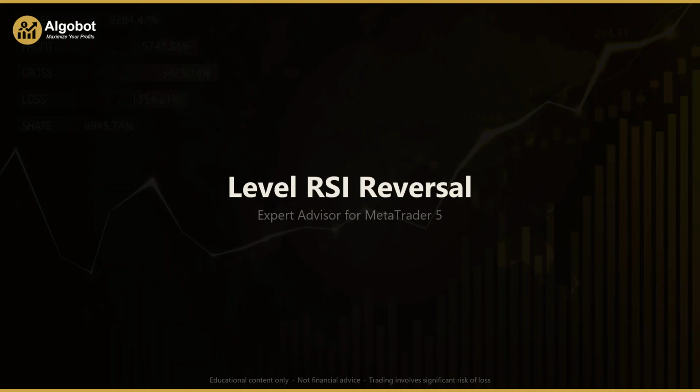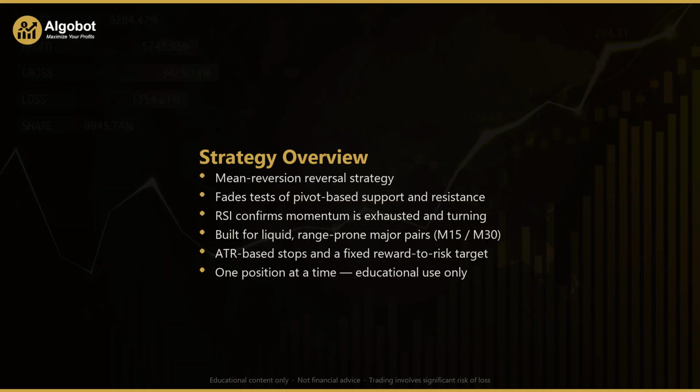Let's get into it. So what exactly does Level RSI Reversal do? At its heart, this is a reversal strategy. Instead of chasing momentum, it looks for places where price has pushed hard into a barrier and is likely to rotate back the other way. It trades on two ideas that must agree before anything happens.